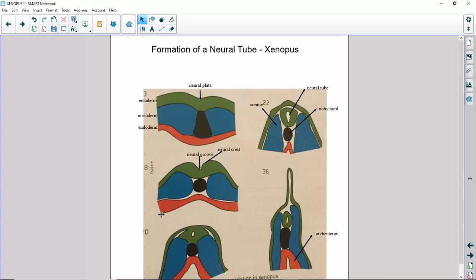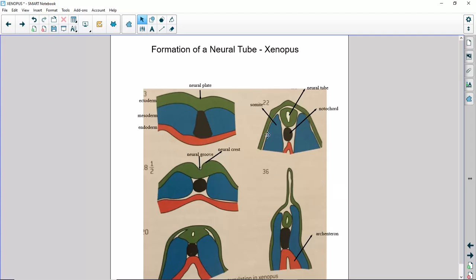You see the red endoderm beginning to fold in as well. And I labeled it here, but you can label it there as well, into what is called the archenteron. The archenteron in a frog is going to form the digestive system of that frog, the digestive cavity of the frog.